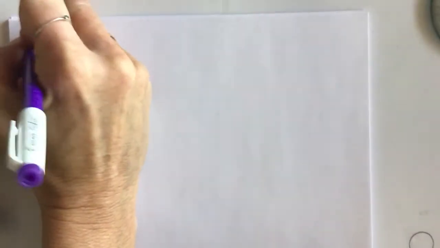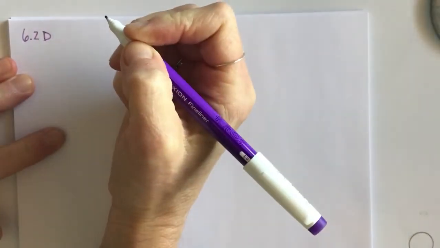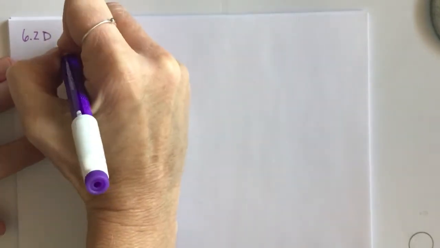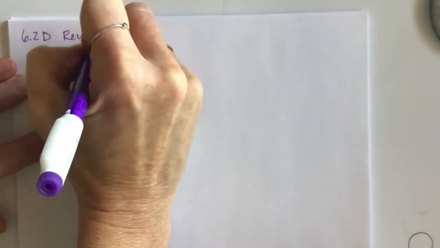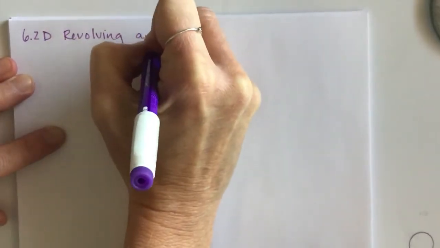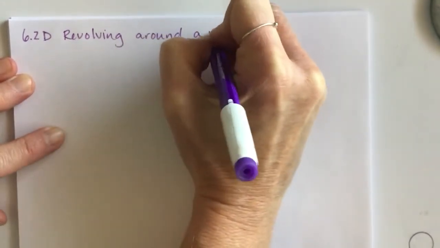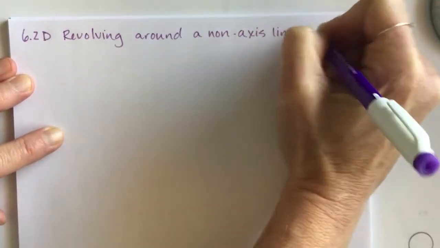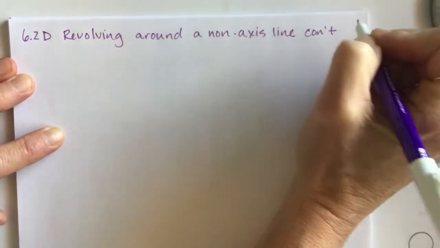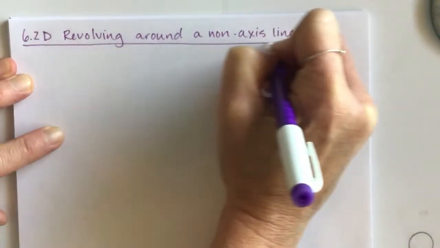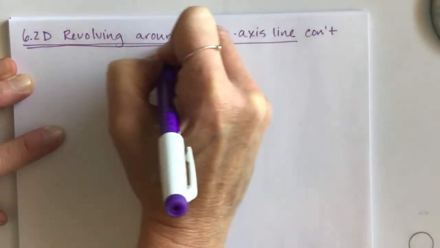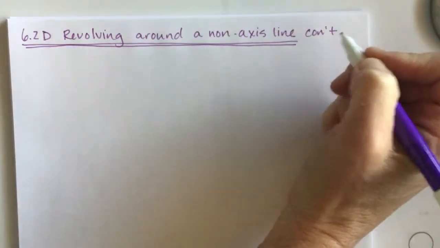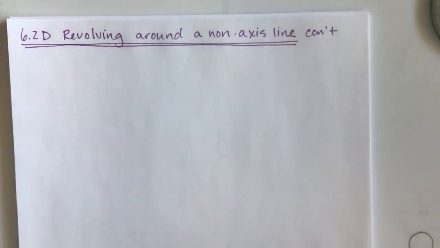Going to do, we're continuing 6.2D, revolving around a non-axis line. And this is continued. I just couldn't fit it on that other video. I want to keep my videos around 10 minutes long, so sorry about that. But I did want to do a DY slice because that is kind of confusing.